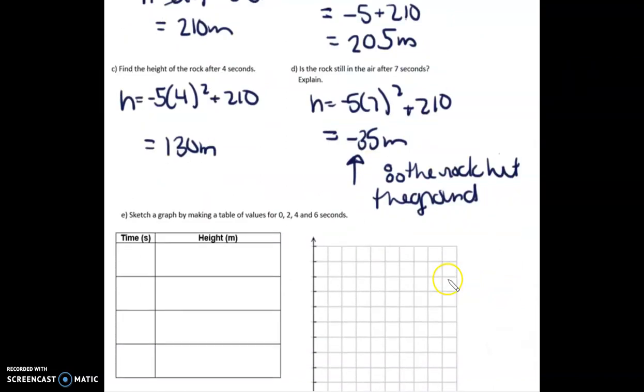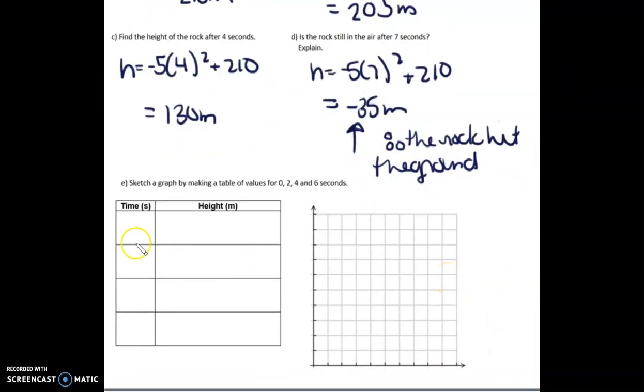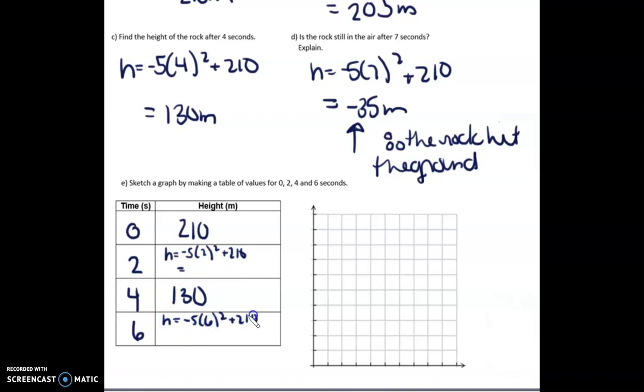Okay, now E asks us to sketch a graph for t equals 0, 2, 4, and 6. Okay, so for 0, we already solved for that. It's 210. And for 4, we already solved 130. Okay, so for 2, we can go ahead and put -5, 2 squared plus 210. And for 6, it's going to be the same thing, -5, 6 squared plus 210. Okay, so this one we get 190, and this one we get 30.